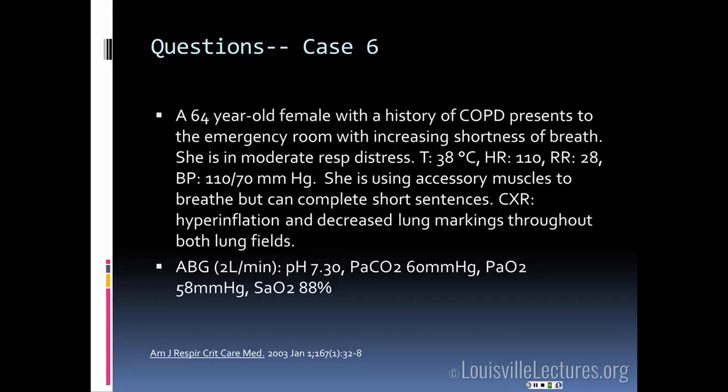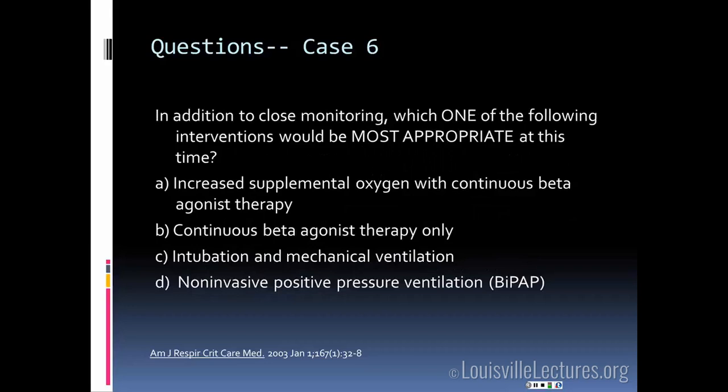A blood gas on 2 liters per minute of oxygen shows a pH of 7.3, PCO2 of 60, PO2 of 58, and oxygen saturation 88. In addition to close monitoring, which one of the following interventions would be most appropriate at this time?